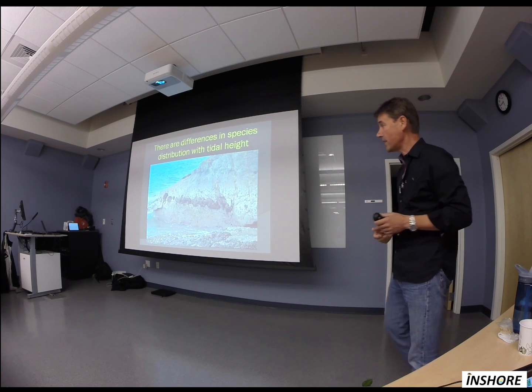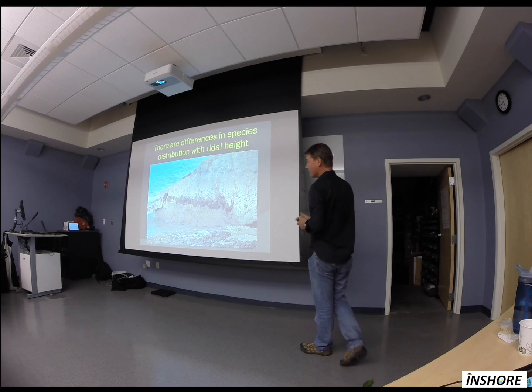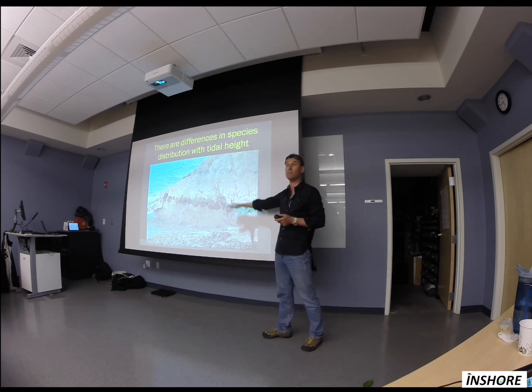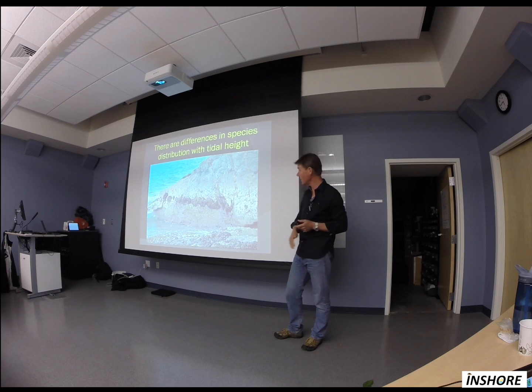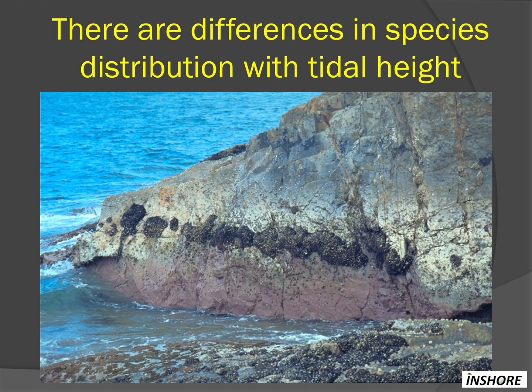But because of all these things, one of the nice things we see is that there is a very great change in the distribution of species over this vertical gradient. This is a shore in Hong Kong. The tidal range is 2.5 meters. So this is the bottom, and this is about 2.5 meters. So that's the entire tidal gradient.